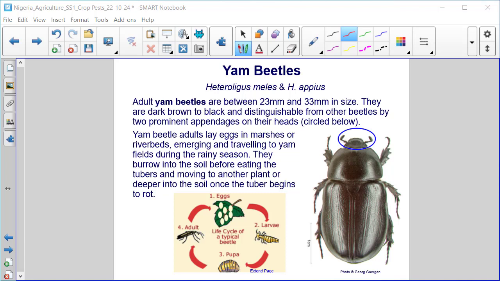Yam beetles, Heteroligus meles and Heteroligus appius. Adult yam beetles are between 23 millimeters and 33 millimeters in size. They're dark brown to black and distinguishable from other beetles by two prominent appendages on their heads, circled below. Yam beetle adults lay eggs in marshes or riverbeds, emerging and traveling to yam fields during the rainy season. They burrow into the soil before eating the tubers and moving to another plant or deeper into the soil once the tuber begins to rot.